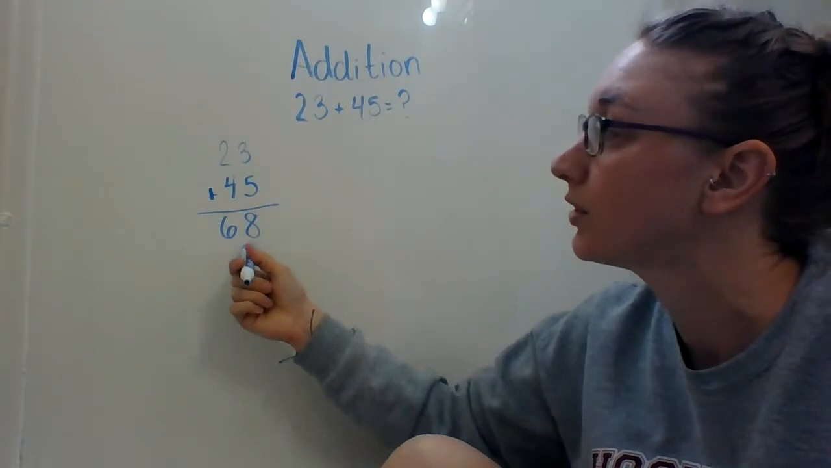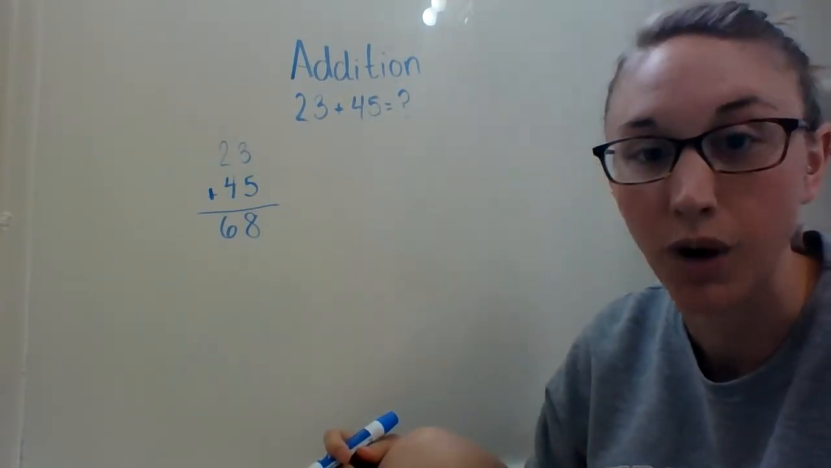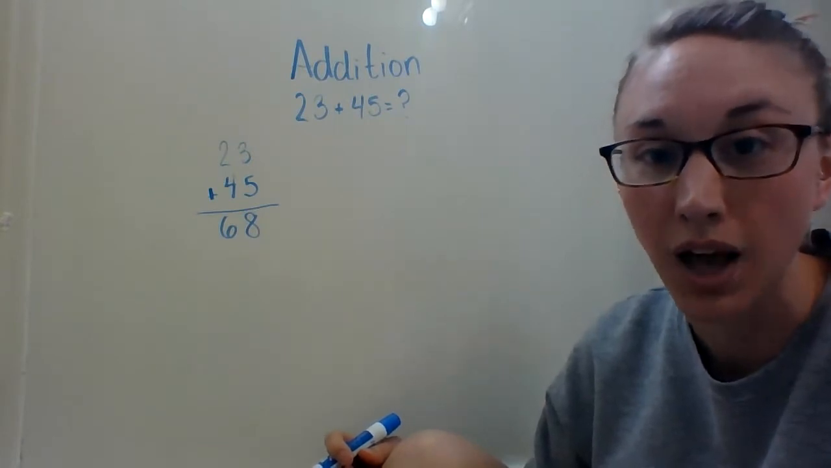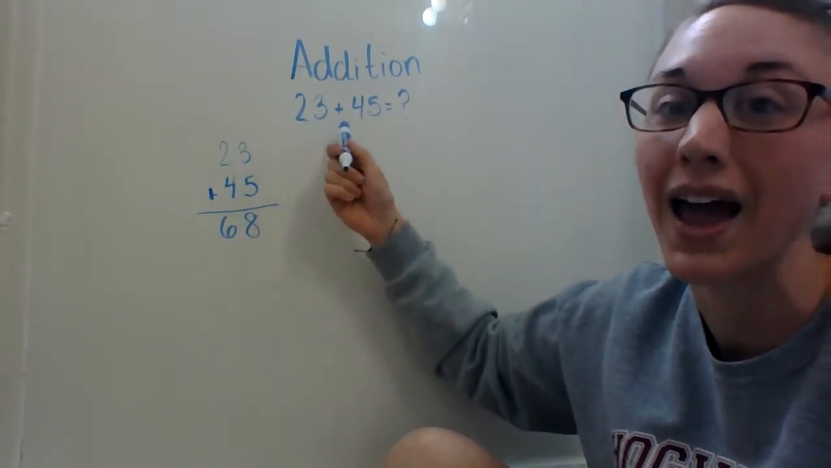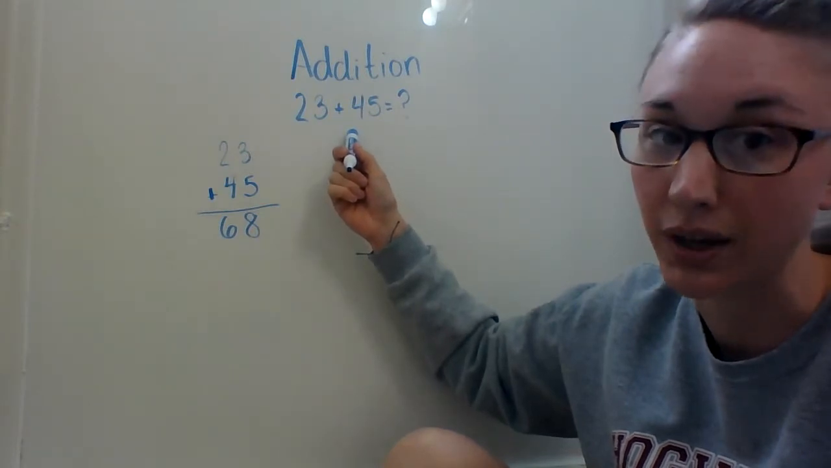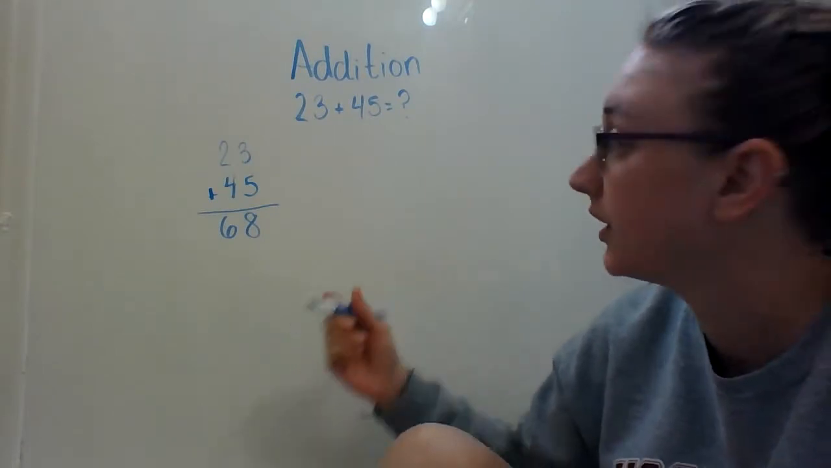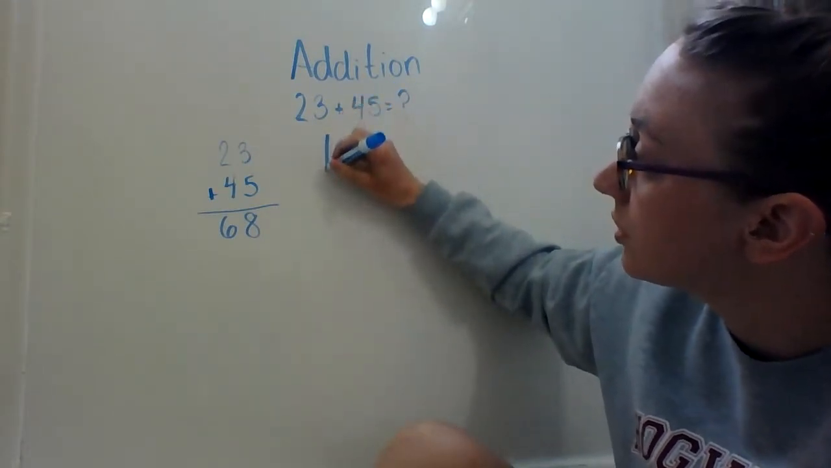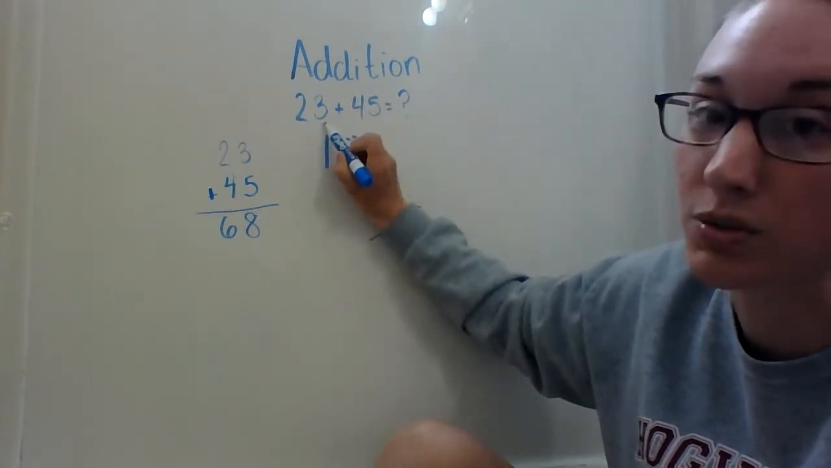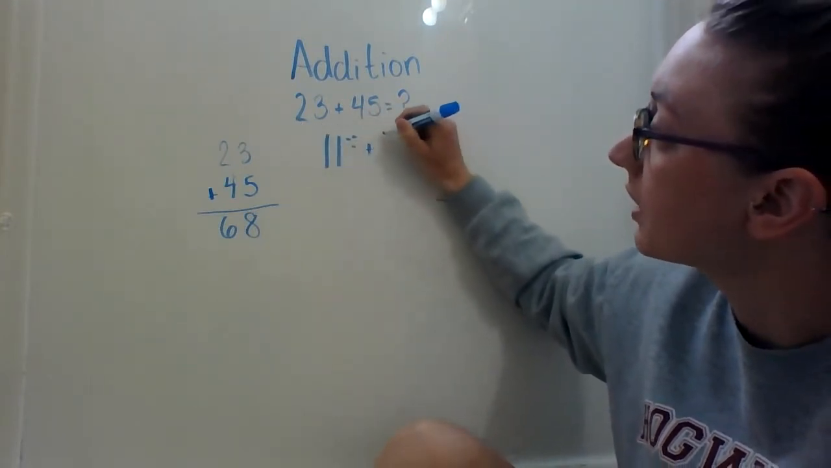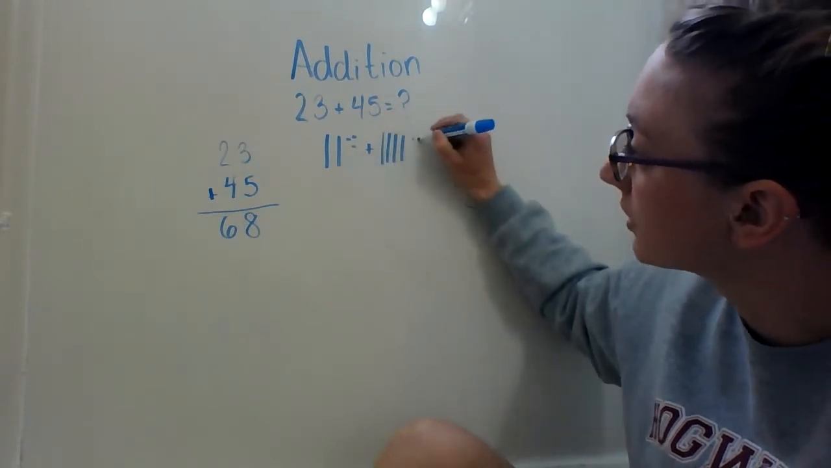If you're not too fond of traditional and you like pictures to help you solve math problems, you can use base 10 blocks. Remember, for addition, we're going to draw the first number and add the second number to it to figure out how many tens and how many ones we have. So it looks a little bit like this. I'm going to start with 2 tens and 3 ones because that's my number 23. And I'm going to add 4 tens and 5 ones.